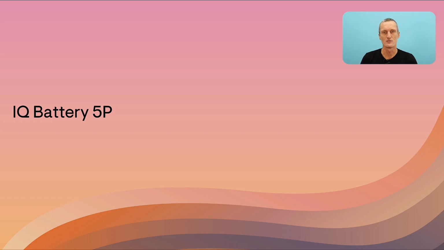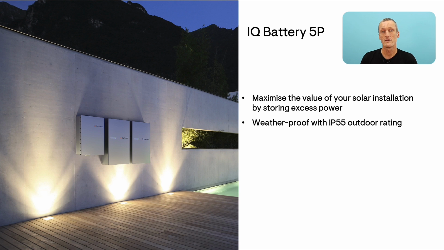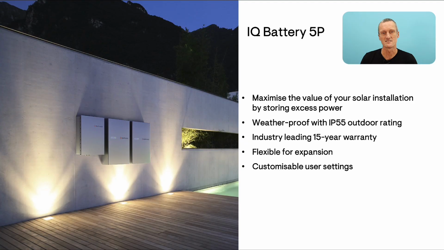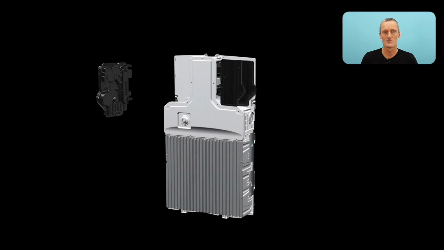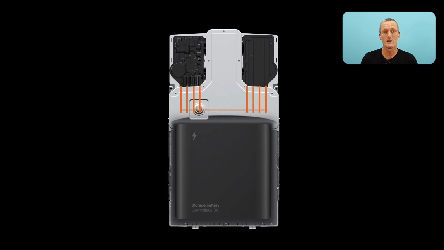Benefits of Enphase storage. The IQ Battery 5P maximizes the value of your solar installation by storing excess power. It is weatherproof with an IP55 outdoor rating and has an industry-leading 15-year warranty. It's flexible for expansion and also has customizable user settings. Much like your solar system, the IQ Battery 5P utilizes customized IQ8 microinverters to convert the power from your battery into AC power for your home.